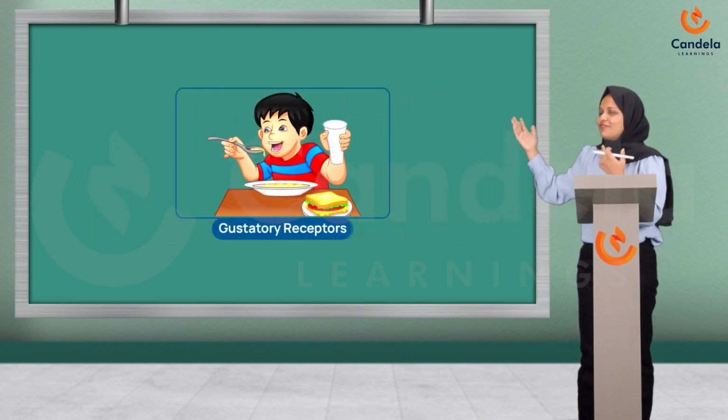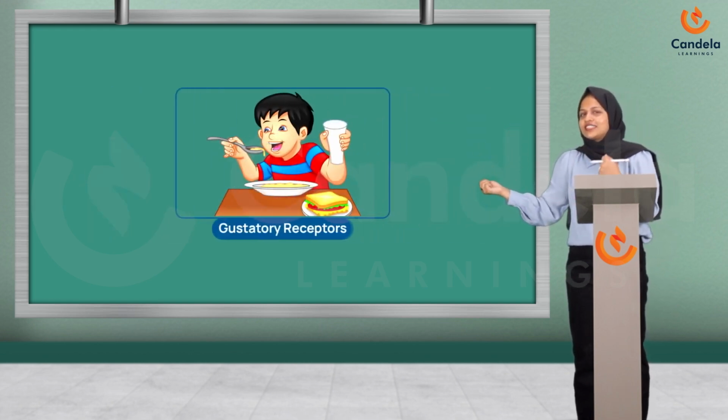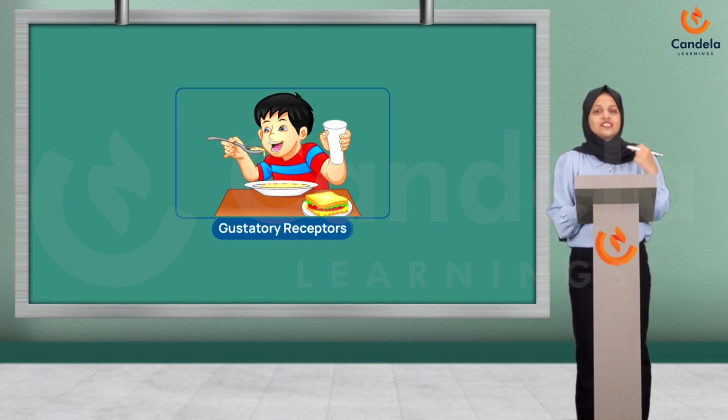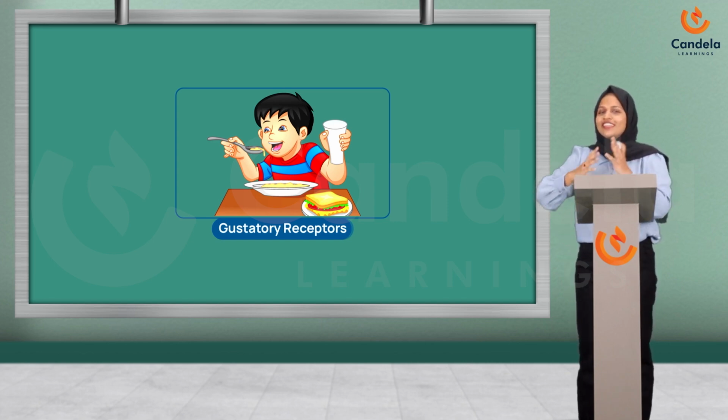What is that image? The boy is enjoying his meal. Now, how is he able to taste all those things? It's because in our mouth we have a receptor known as the gustatory receptor. Okay. Now we'll move on to the last image.